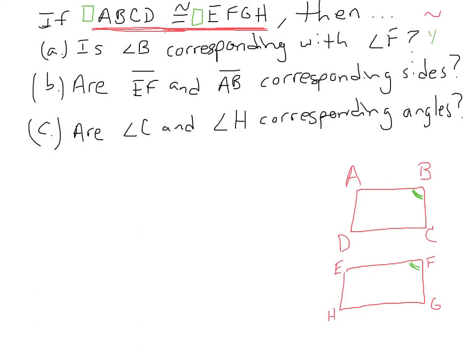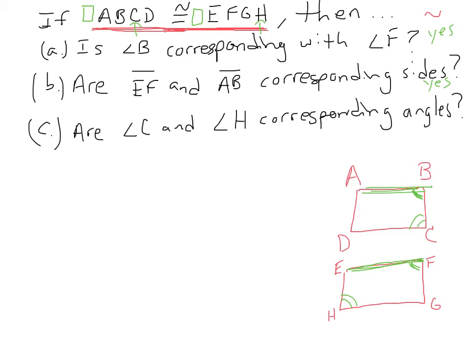Yes. Okay. Are line segments EF and AB corresponding sides, do they match up in the same relative position? Yes. How about angle C? Angle C is right here, this one with two little arcs in it. Is that the same as angle H? No. You can see it clearly from the picture, and you can actually see it in the words up here. Angle C, is that the same as angle H? No, they're in different positions.